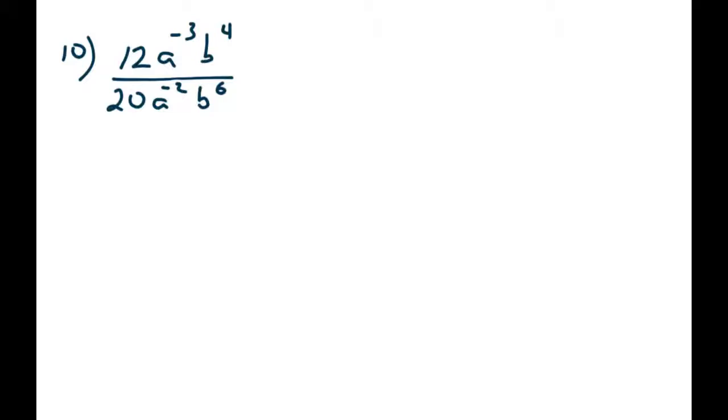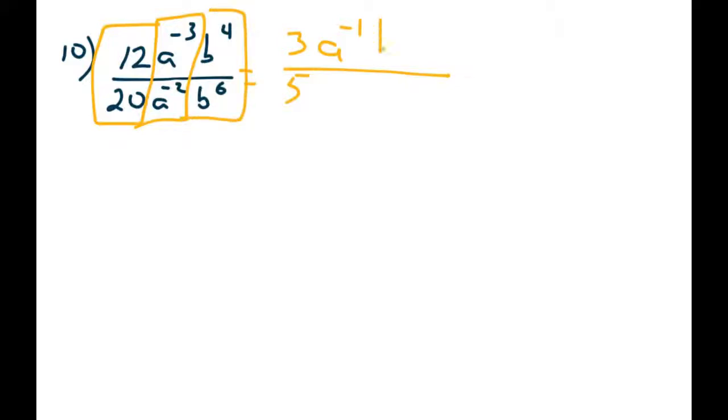All right, number 10. First, I'm going to look at this 12 over 20 as a fraction, and I'm going to simplify it. So 4 goes into 12 3 times, 4 goes into 20 5 times. All right, now I'm going to deal with the a, and a negative 3 minus negative 2 is negative 1. I'll look at the b's. 4 minus 6 is negative 2. All right, the 3 can stay, and the 5 can stay also, sorry.